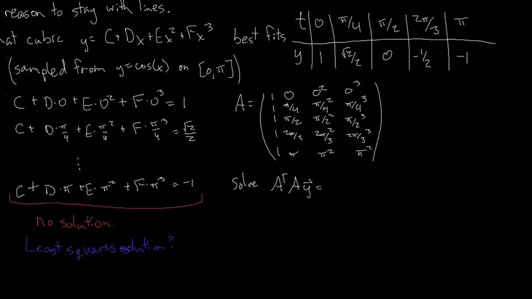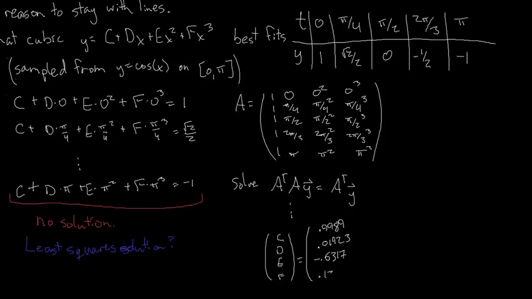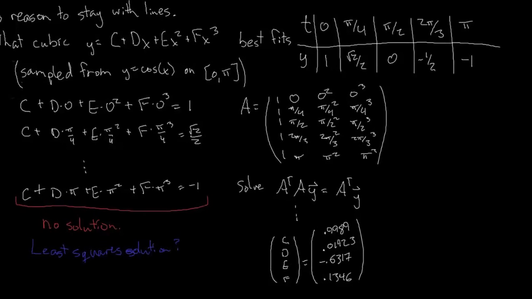But in any case, you want to solve A transpose A X equals A transpose Y. That should say A transpose A X equals A transpose Y; that is a typo right there, we will try to fix that in post-production. So when you do that, you compute A transpose A. The numbers are kind of messy, so I decided to skip the details here, but the solution that you get for the X is this: 0.9989, 0.01923, minus 0.631, and 0.1346.